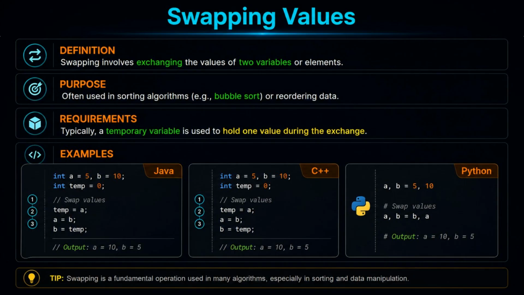Swapping means exchanging the values held by two variables or array elements, a technique you'll use constantly in sorting algorithms like bubble sort. In most languages, that requires a temporary variable to hold one value during the exchange. Temp gets A's value, A gets B's value, B gets temp's value. Python is the exception. Its tuple assignment, A, B equals B, A, swaps both values directly in one line. No temporary variable needed at all.